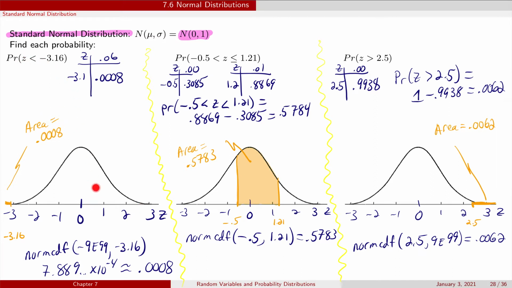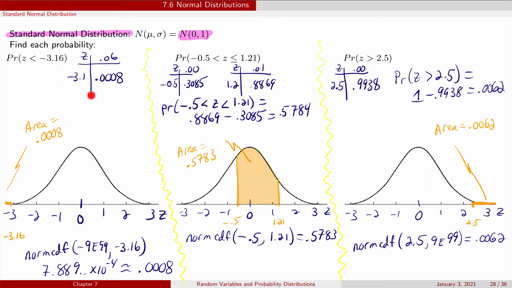A z-value represents the number of standard deviations that you are either above or below the mean. So if your z is positive, you're above the mean. If your z is negative, you're below the mean. So the probability that my z-value is less than negative 3.16, meaning 3.16 standard deviations below average, means that I'm trying to find this area down here. And there's a couple different ways of doing it.